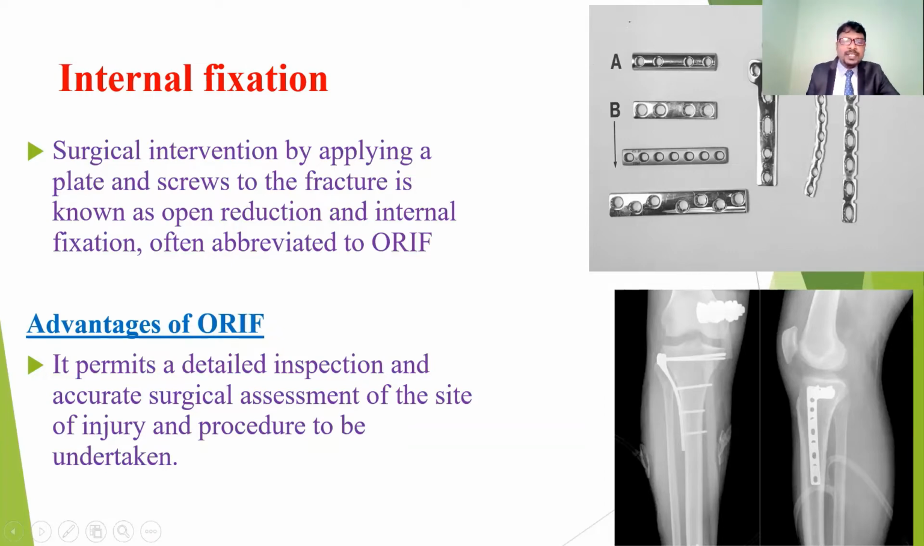So what are the advantages of open reduction internal fixation? It permits a detailed inspection and accurate surgical assessment of the site of the injury. If you open the fracture fragment areas, we can inspect any other injuries surrounding them, as in the case of an open fracture. We can check whether there is any injury to a blood vessel, muscle, soft tissue, or any arteries, so we can examine properly.